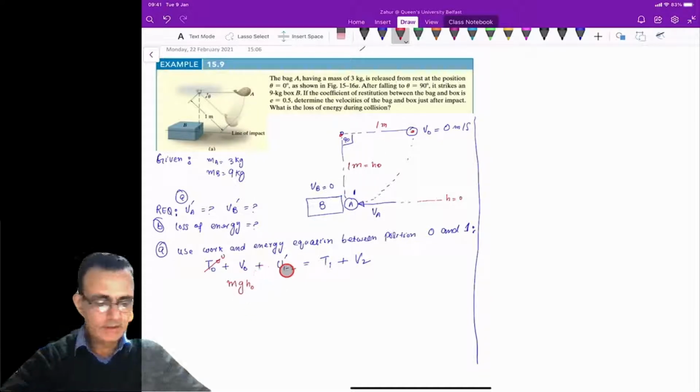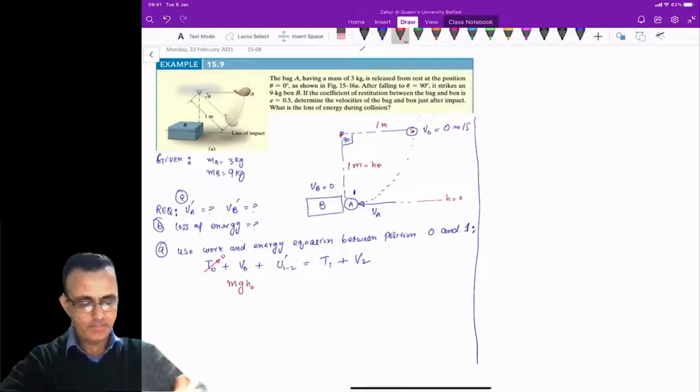Okay, and then you have the work done. So in this case, there is no other force other than gravity and elastic. So there is no other force here. So this work done is also 0.